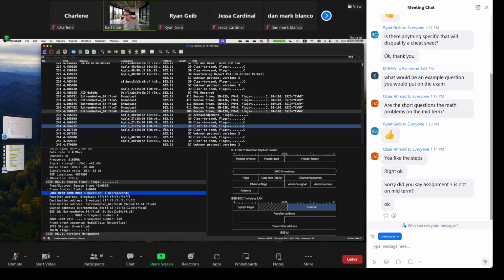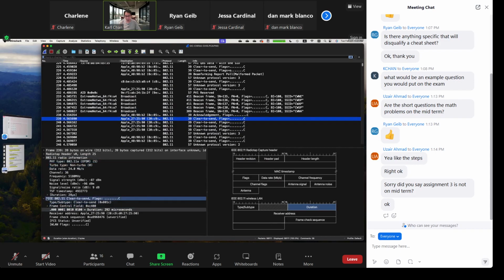However, if you check this clear to send frame, you will have a duration here. You will have 292 microseconds, which means this clear to send frame wants to hold the channel for 292 microseconds. However, this clear to send frame only lasts for 28 microseconds. Is that clear?